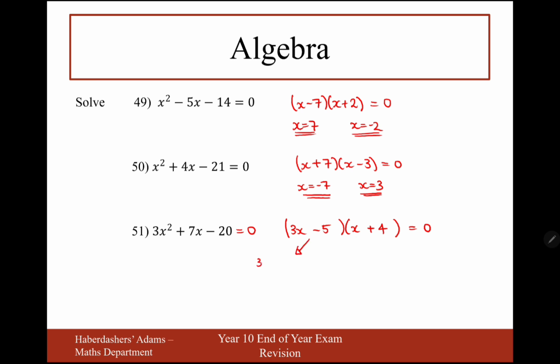With this slightly harder bracket, I'll always set this bracket equal to 0 and then do a little solve, add the 5 to the other side and divide by 3. I'm going to leave it as a top-heavy fraction of 5 over 3. And on the second one, your answer is x equals minus 4.